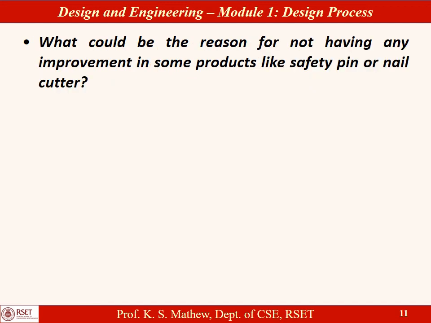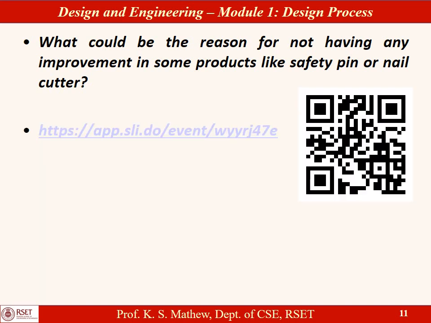So, what could be the reason for not having any improvement in some products like the safety pin or nail cutter, whereas there is a big change in products like camera, telephone, and laptop, which are much more complex than these simple products like safety pin and nail cutter, where we could not see much improvement? What could be the reason? You can answer this in the Slido question.